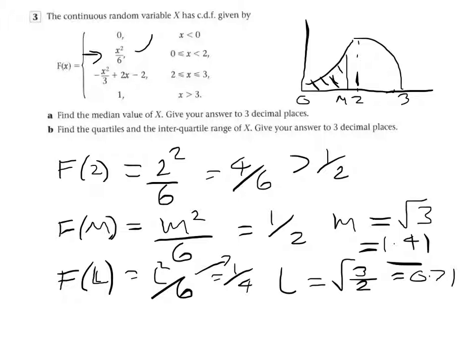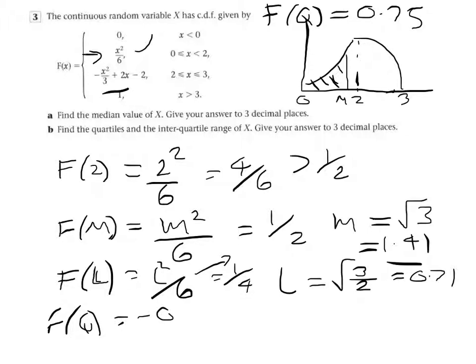So the upper quartile will come in the top function, because the upper quartile f of q has got to equal 0.75. So f of q will equal minus q squared over 3 plus 2q minus 2 equals 0.75. So that's a quadratic equation I've got to solve.